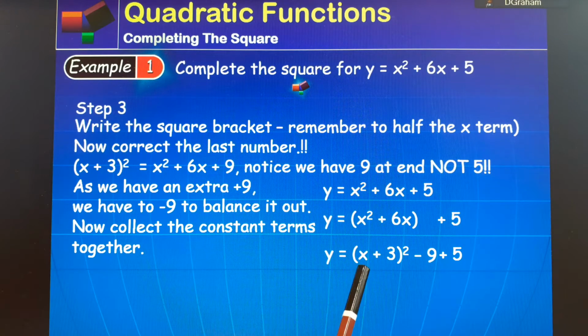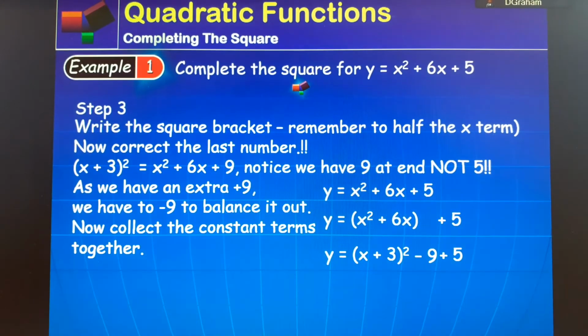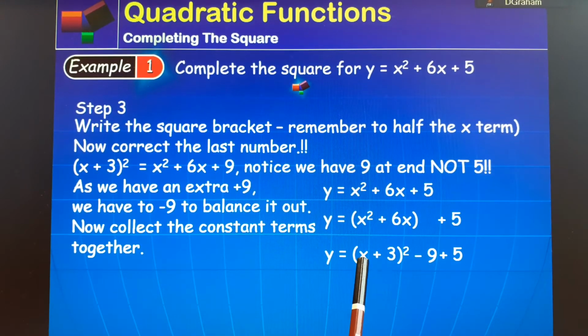Okay, because what we want this always to be equal to is what we started with. Now this was x squared plus 6x plus 5. And if I square this bracket out here, that's x squared plus 6x plus 9. That there leads to x squared plus 6x plus 9. So I have to take away the 9 to balance it out. And I still have my plus 5 because it was in the original question.